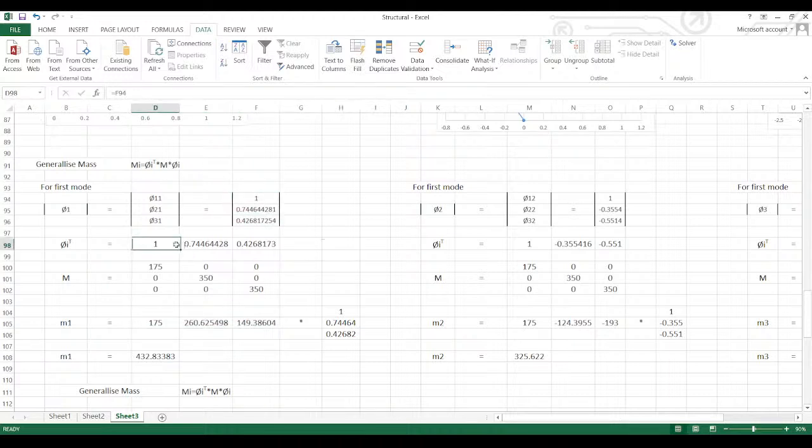Here we are calculating this matrix into this matrix is this, and this matrix into this matrix is this. You can see this into this plus this into this plus this into this is equal to this value, and here this into this plus this into this plus this into this is equal to this value.